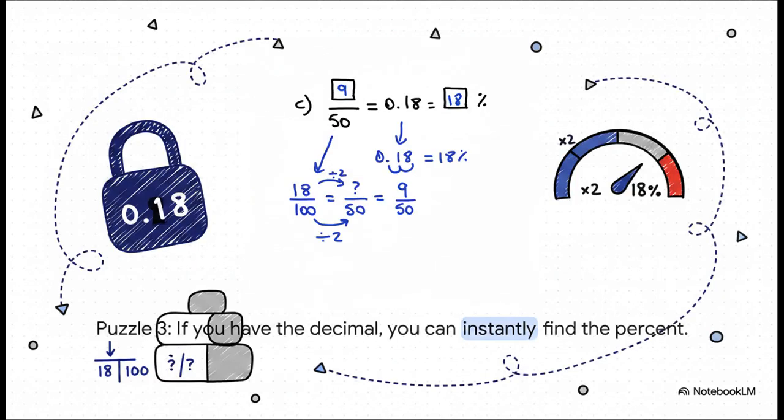Done. And for our last puzzle, we're starting with the decimal 0.18. This might be the fastest one of all. A quick decimal jump forward twice gives us 18%. Then, to get the fraction, we write 18 over 100, and then we just simplify by dividing the top and bottom by 2. And that gives us our final answer, 9 over 50.